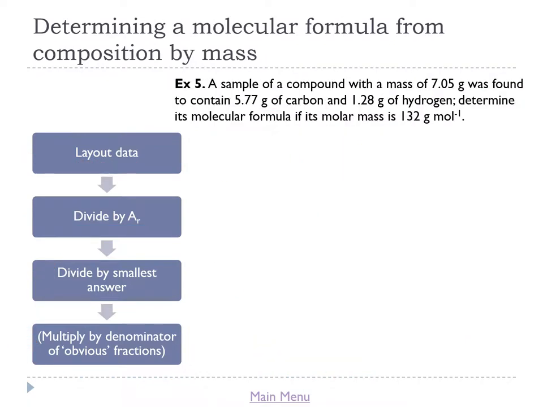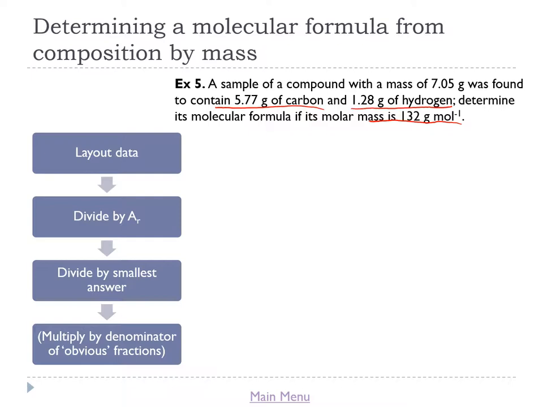Okay, so determining a molecular formula from composition by mass. So in this example, we've got a sample of a compound with a mass of 7.05 grams was found to contain 5.77 grams of carbon and 1.28 grams of hydrogen. And so we've got to determine its molecular formula if its molar mass is 132 grams per mole. So we're going to add another stage onto the end of our calculation, which we're going to come to at the end.